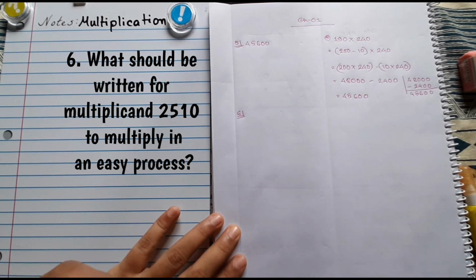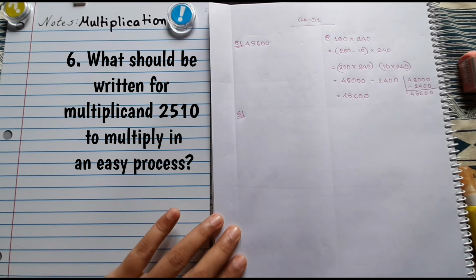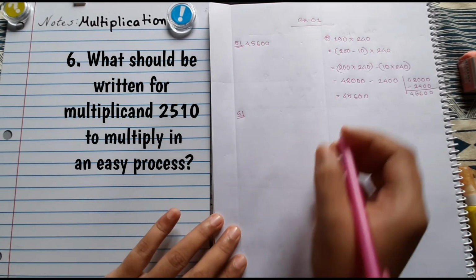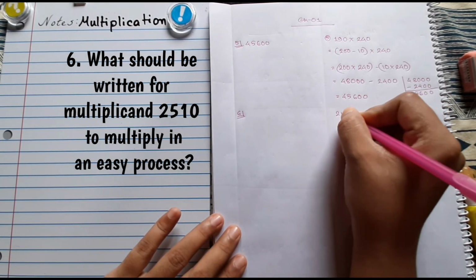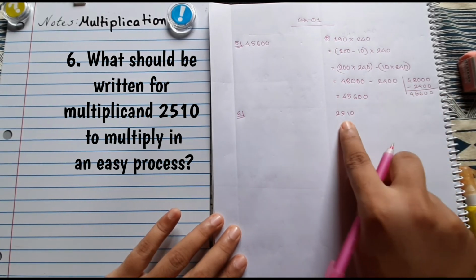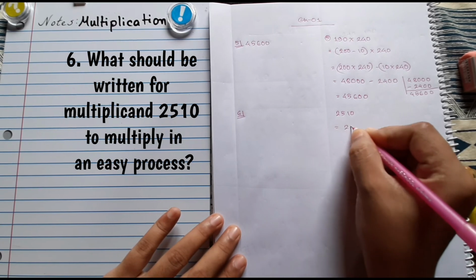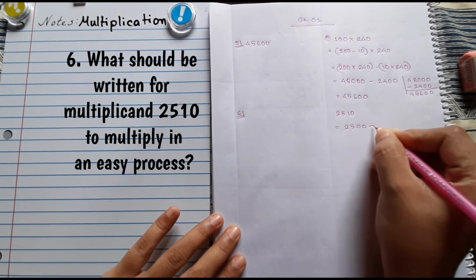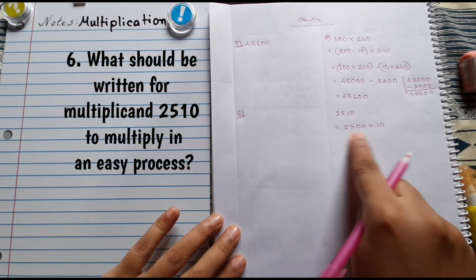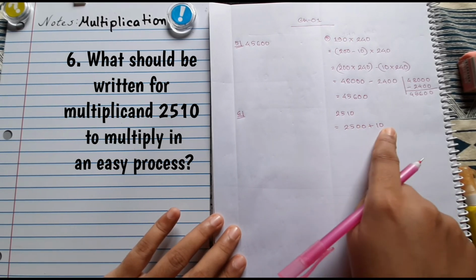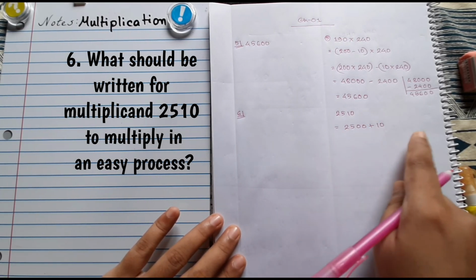What should be written for the multiplicand, 2510 to multiply by, in an easy process? We have to break it into a round figure. We have 250. This one we can find as a round figure. If you want to take it as a round figure, what you have to do is just separate that one from 2500. Okay, separating the 10 from there, just taking it out.